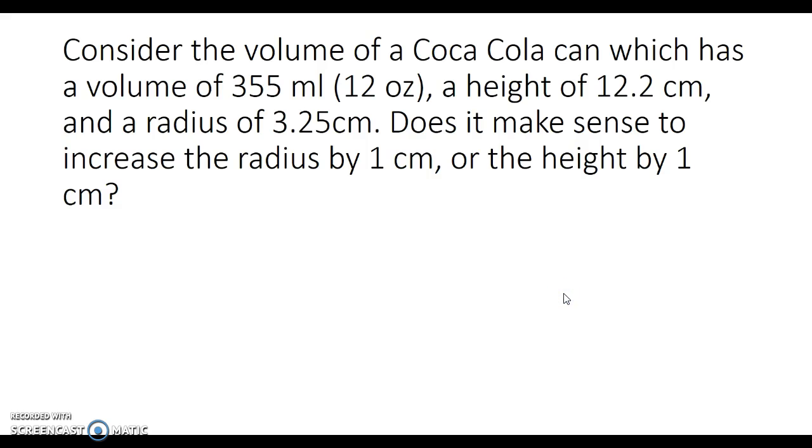Okay, so let's go ahead and take a look at this example first before we go back to the compound interest problem. Consider the volume of a Coca-Cola can, which has a volume of 355 milliliters, which is 12 ounces. But since we're going to measure it in centimeters, when you multiply centimeters by centimeters by centimeters and get cubic centimeters, a cubic centimeter is the same thing as a milliliter. So it's appropriate to measure this in centimeters and milliliters.